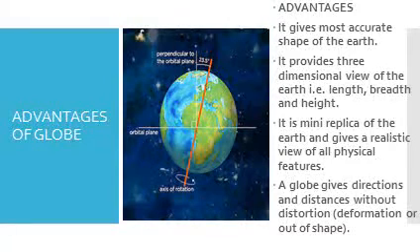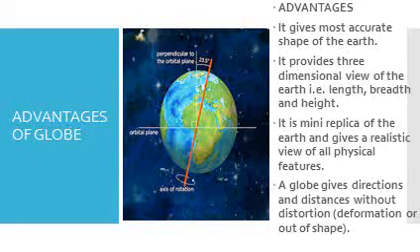Let us look at some advantages of our globe. So a globe gives the most accurate shape of the earth. It provides a three-dimensional view of the earth, that's length, breadth, and height. It is mainly a replica of the earth and gives a realistic view of all the physical features which are present upon our earth. A globe gives directions and distances without distortion.